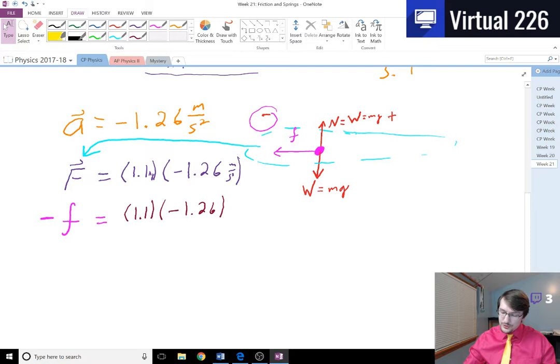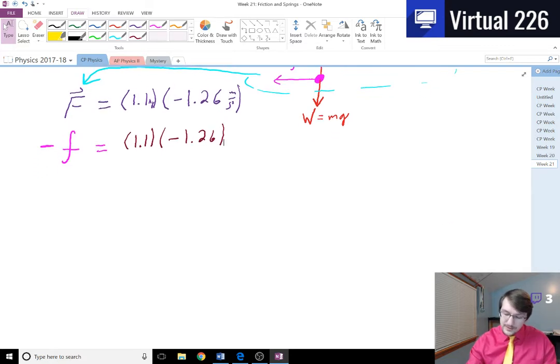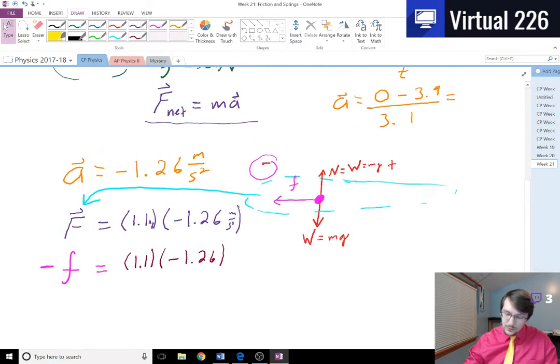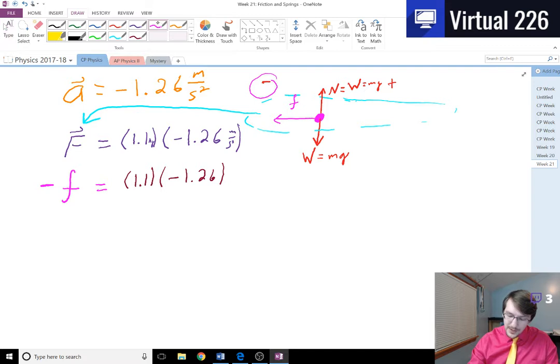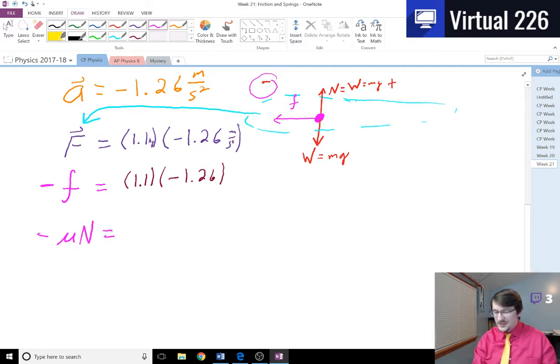That's still holding true. If we expand this a little bit, because remember, we're trying in this problem to solve for mu, the coefficient of friction. That means we need to expand friction itself. Remember, friction is fun, mu times N. So we're going to have mu, what we're looking for, times the normal equals, and let's just multiply those 1.1 and the negative 1.26 together. We get negative 1.3, and we'll round up 9 newtons.